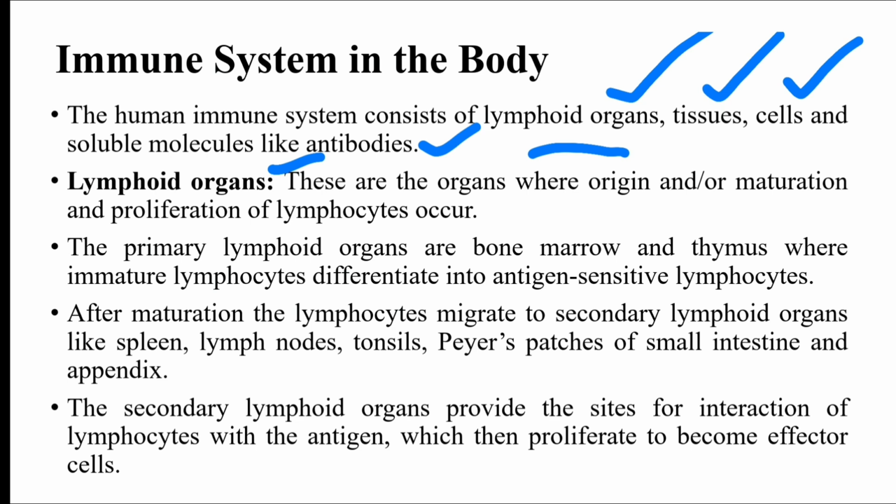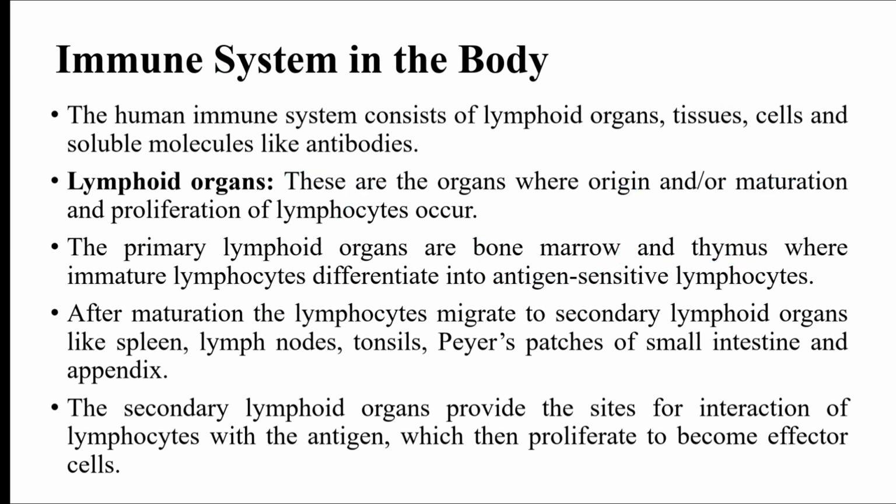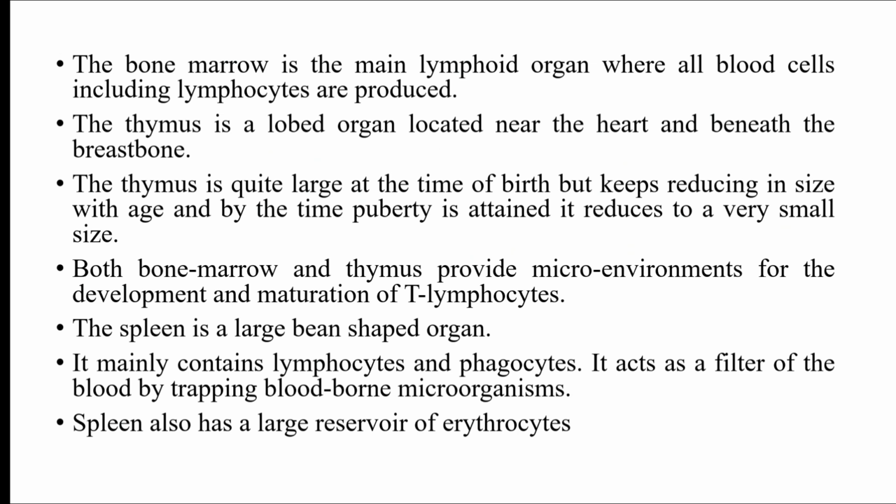That means the primary lymphoid organs, bone marrow and thymus, are where the lymphocytes differentiate. After differentiation, they move to the secondary lymphoid organs like spleen and lymph node. These secondary lymphoid organs provide the site of interaction of lymphocytes with the antigen, which then proliferate to become effector cells. The bone marrow is the main lymphoid organ where the blood cells, including lymphocytes, are produced.